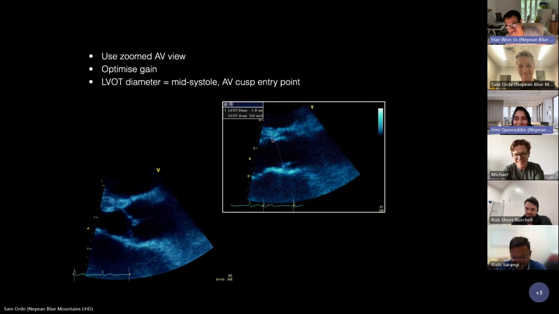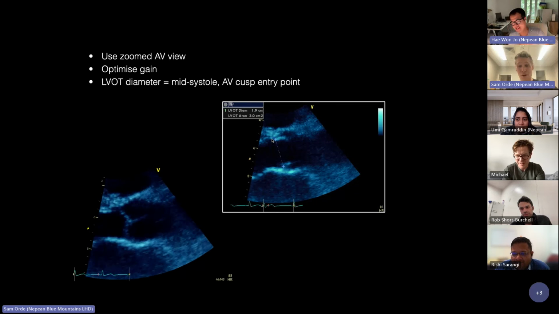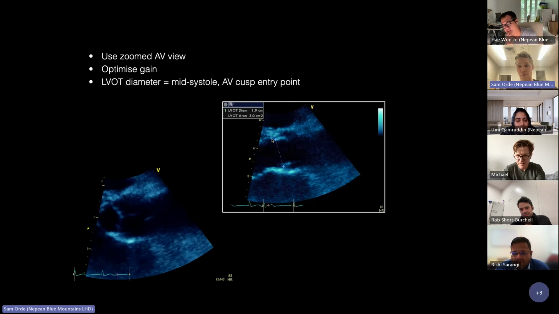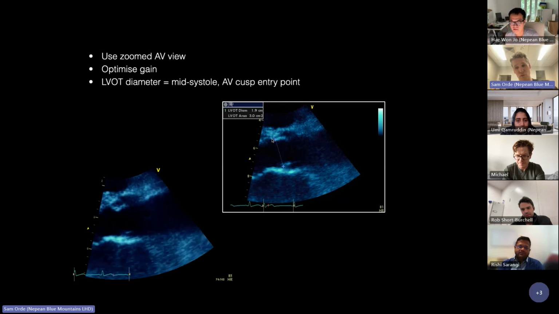Is it less than 2.1 or something? Yeah, about 2.1. Very nice. So if you've got a small 80-year-old woman who's got an LVOT diameter of 2.5, the probability is that you've got that measurement wrong.